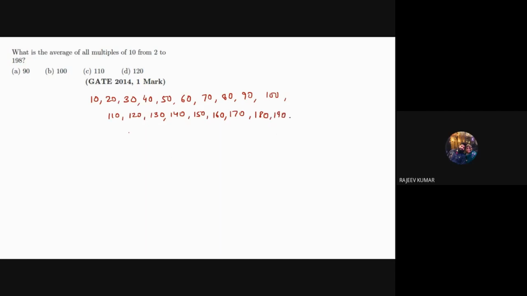You can simply find out the sum. Sn goes like n by 2 into (a plus l), first term plus last term. Number of terms you can find out: 1, 2, 3, 4, 5, 6, 7, 8, 9, 10, up to 19. So 19 by 2. First term 10, last term 190, so it will become 200. Simple. 19 into 200 by 2. The sum will be 1900, and you have to find out the average.